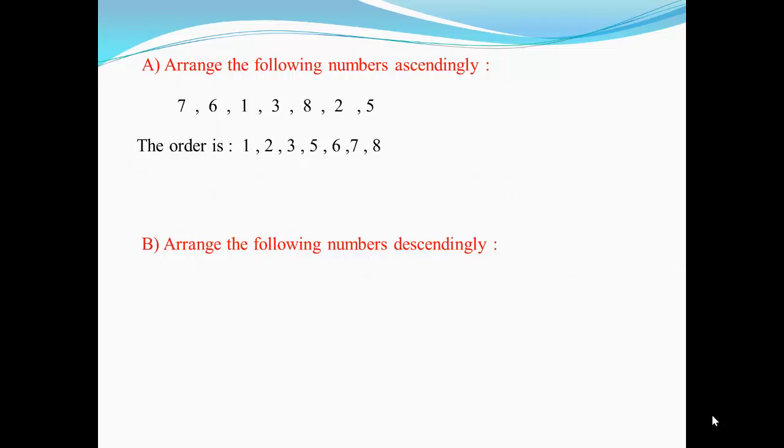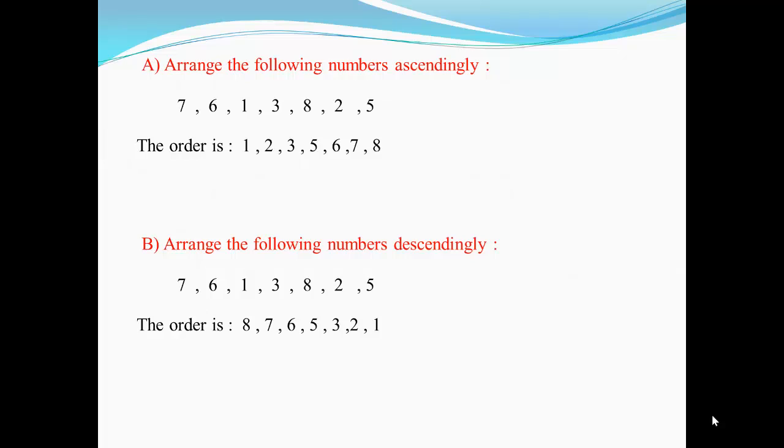Another question: arrange the following numbers descendingly. Descendingly has the same meaning as descending. Okay? What are the given numbers? The given numbers are 7, 6, 1, 3, 8, 2, 5. I want to arrange them descendingly, so I check the greatest number. What is the greatest number here? The greatest number is 8, then 7, then 6, then 5, then 3, then 2. Then the last number will be the smallest number, which is represented here by digit 1. So the order will be 8, 7, 6, 5, 3, 2, 1.